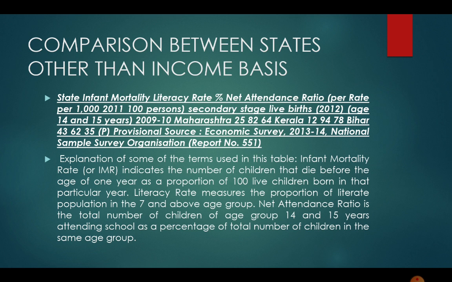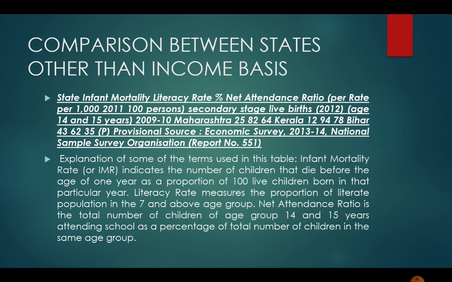Now you can see an explanation of some of the terms used in this table, like infant mortality rate or IMR. So in the board examination paper, if it is written IMR, you do not get confused, it is infant mortality rate. It indicates the number of children that die before age of 1 year as proportion of 1000 live children born in that particular year. Literacy rate measures the proportion of literate population in 7 and above age group. Net attendance ratio is total number of children of age group 14 and 15 years attending school as a percentage of total number of children in same age group.